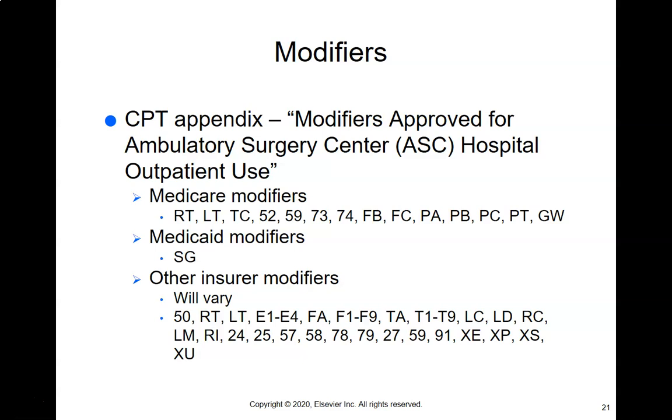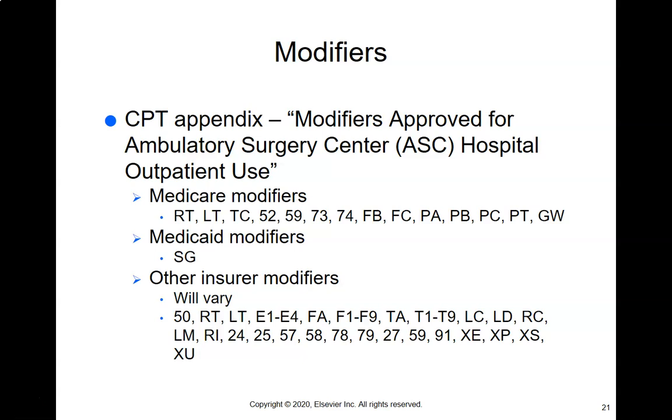Modifier PA, wrong body part. Modifier PB is surgery, wrong patient. PC is wrong surgery on patient. Modifier PT, colorectal screening converted to diagnostic or therapeutic procedures as surgeries. And modifier GW, surgery not related to hospice patient's terminal condition. Now with the Medicaid modifier SG, that just identifies that the claim is an ASC claim.